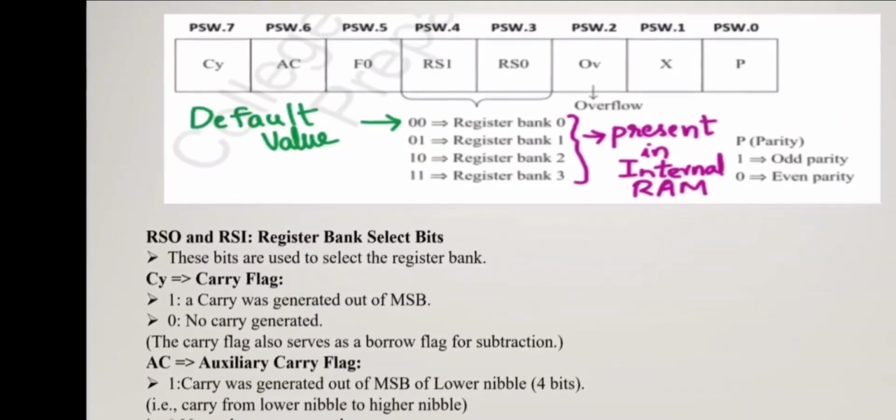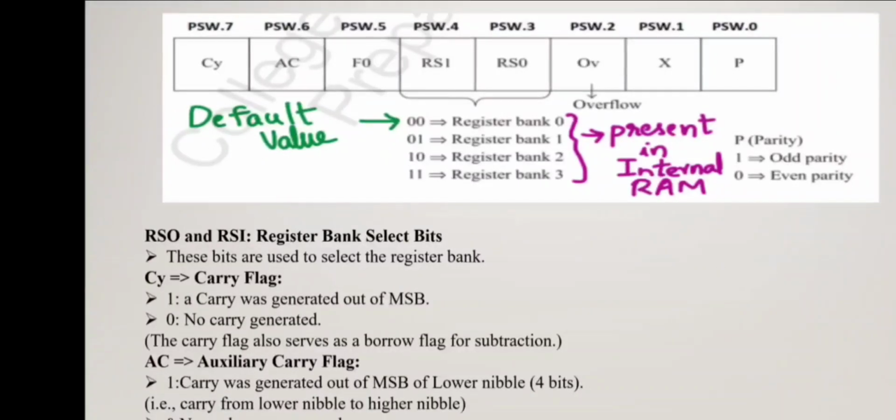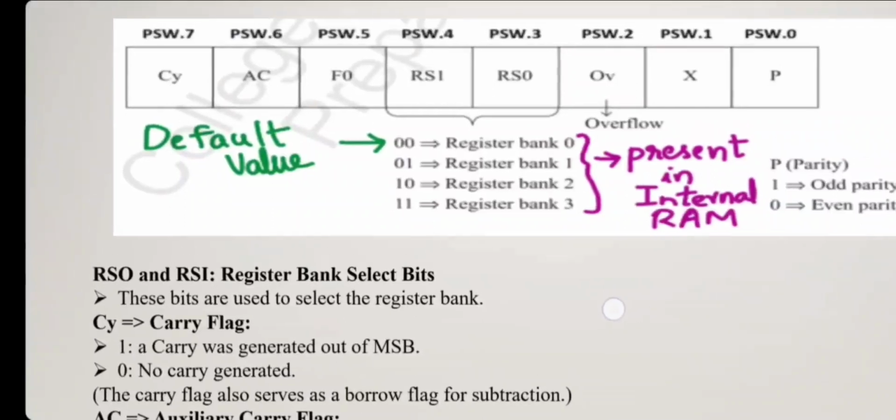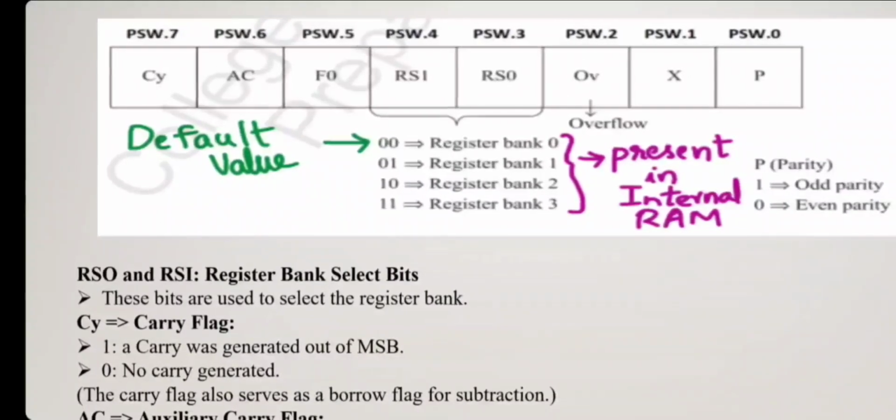Then the third and fourth bits, PSW3 and PSW4, are RS0 and RS1. They relate to the internal RAM. We already said that the internal RAM is a 128-byte internal RAM. It has 3 sections: the register bank, the bit addressable area and the scratch pad area. These are the 3 sections of the internal RAM. The internal RAM can be studied in detail in coming sections.